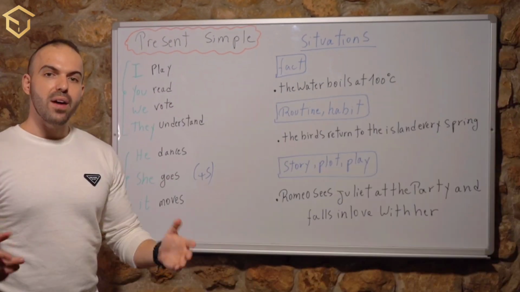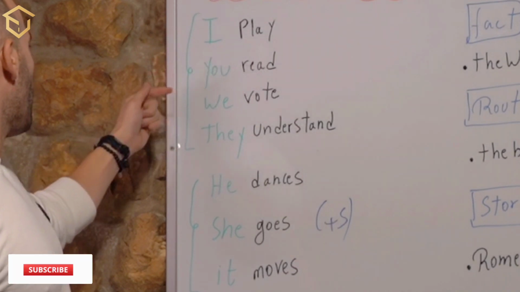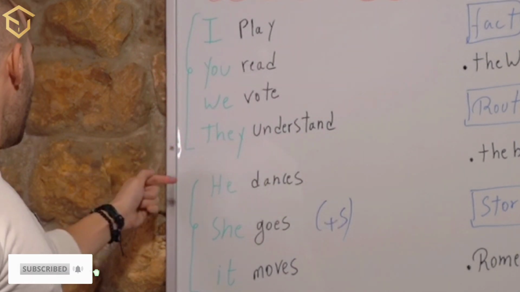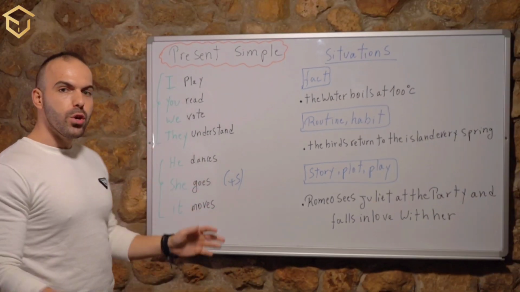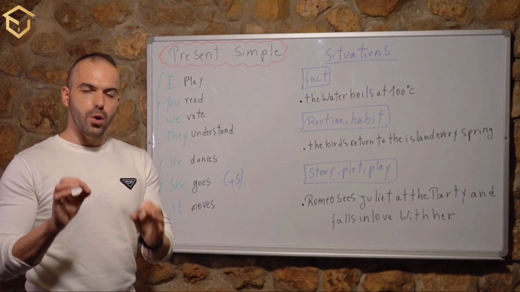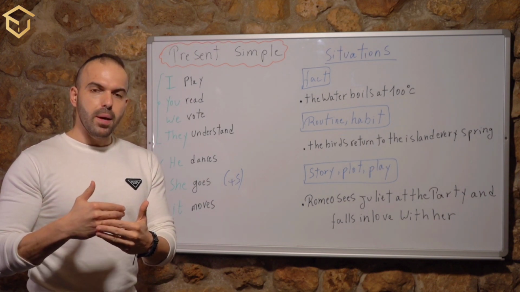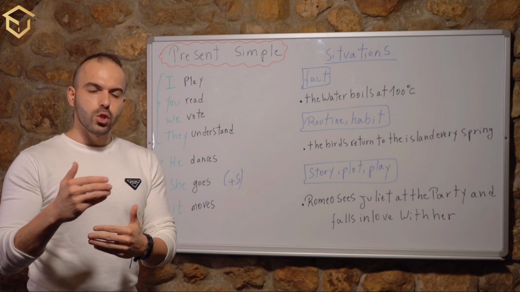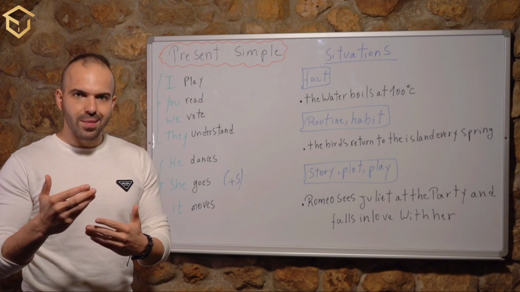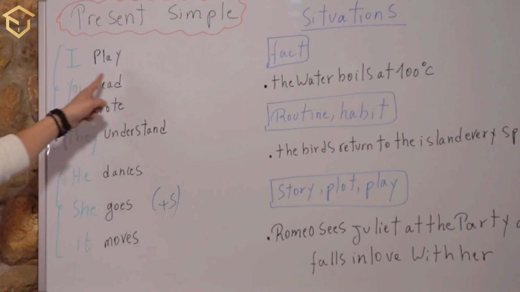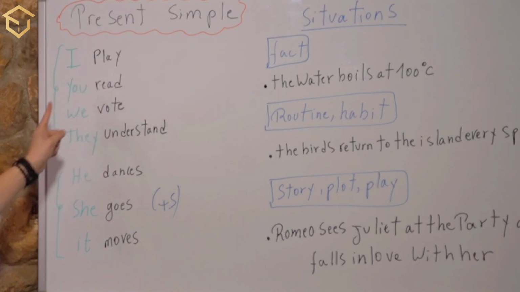As you all know, we have 7 subject pronouns: I, you, we, they, he, she, and it. With I, you, we, and they, we use the infinitive form of the verb. What does it mean? When we call something infinitive, it means the original form of the verb. So we don't conjugate the verb. We don't add s or es or whatever. For example, I play, you read, we vote, they understand.